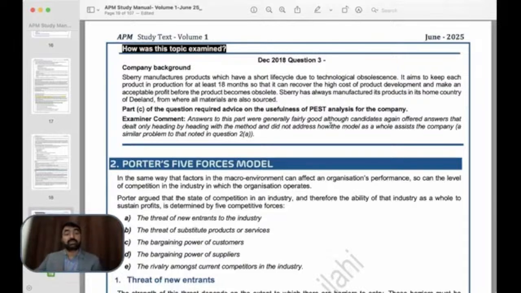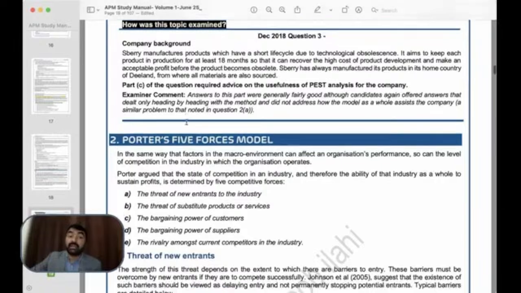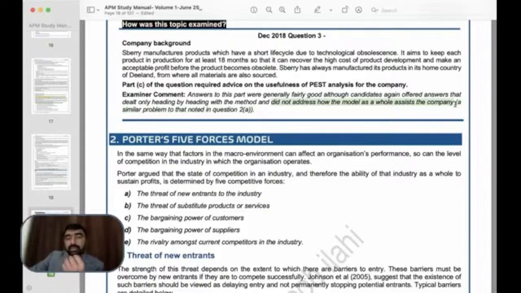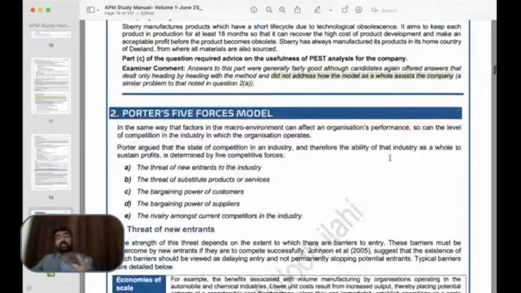Look at the examiner comment. Answers to this part were generally fairly good, although candidates again offered answers that dealt only heading by heading with the method and did not address, that is the point, how the model as a whole assists the company. So the point is that you have to discuss this model within the context of the company. This is one type of question in the past papers. There are other questions as well.